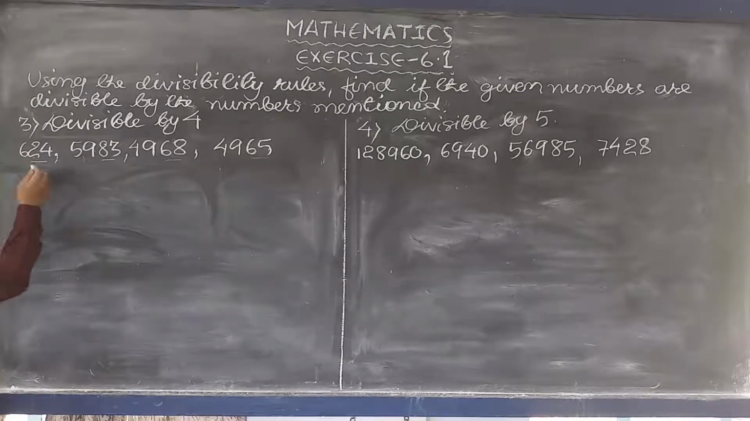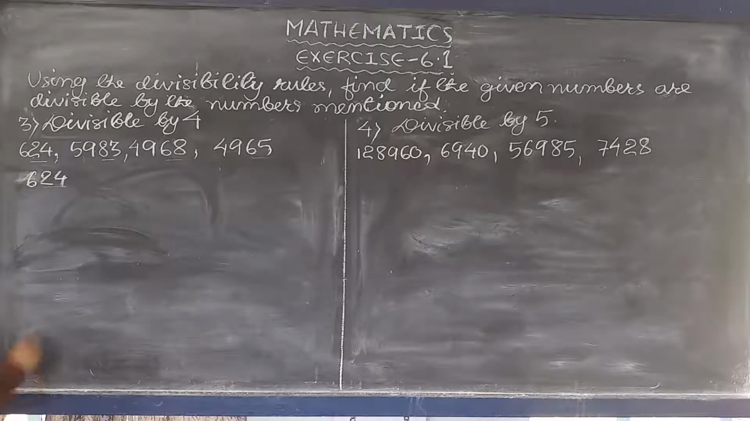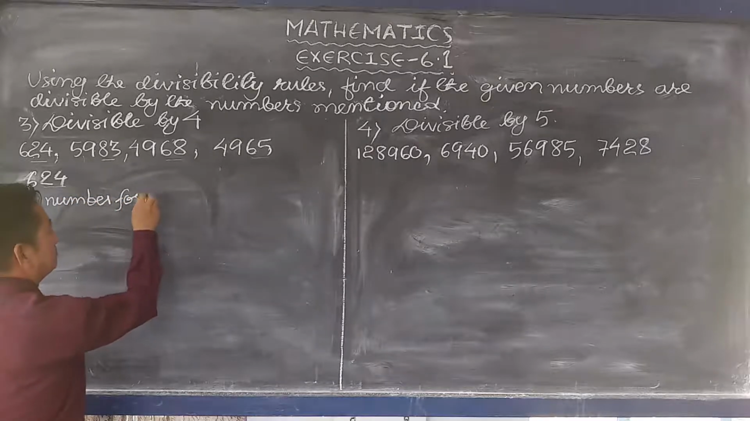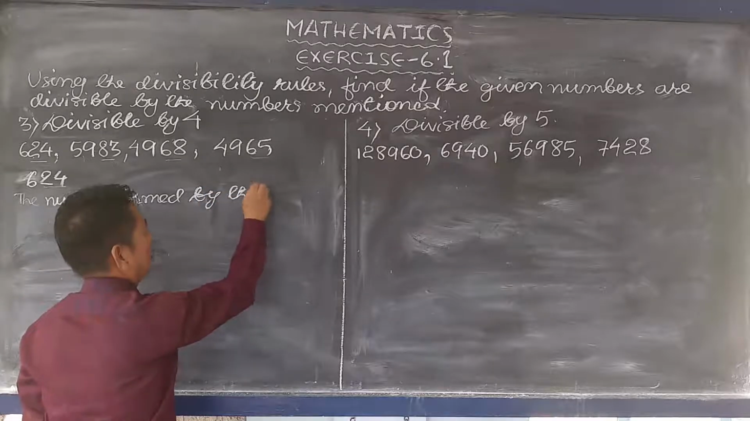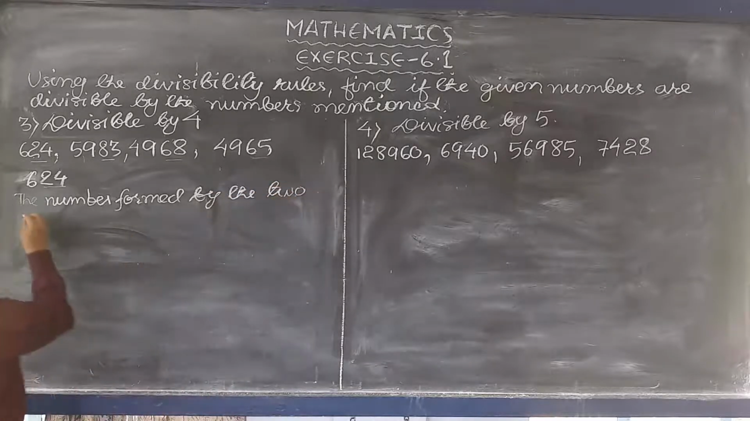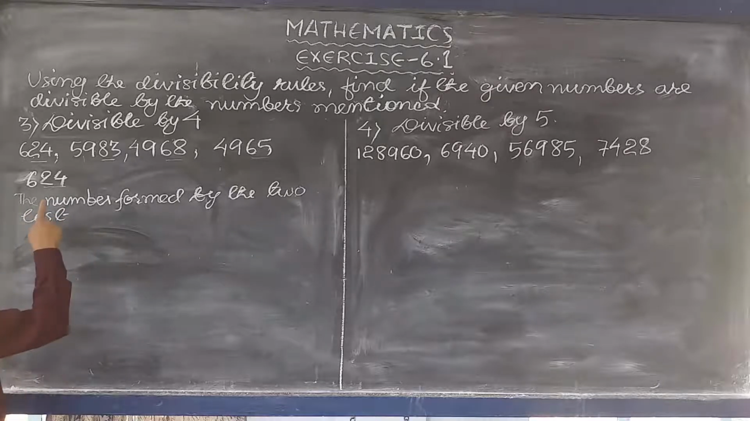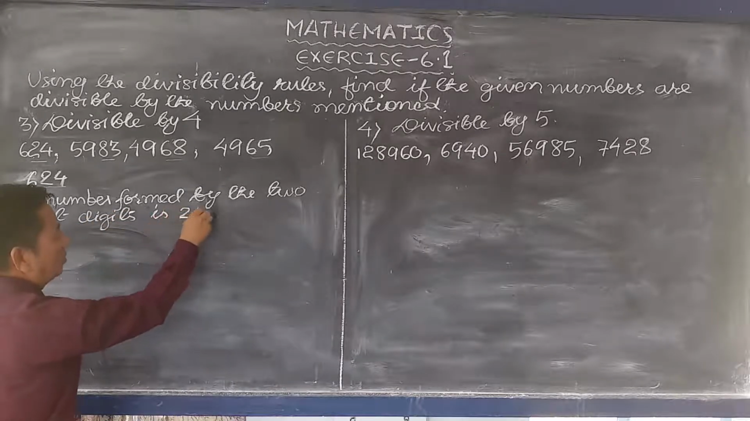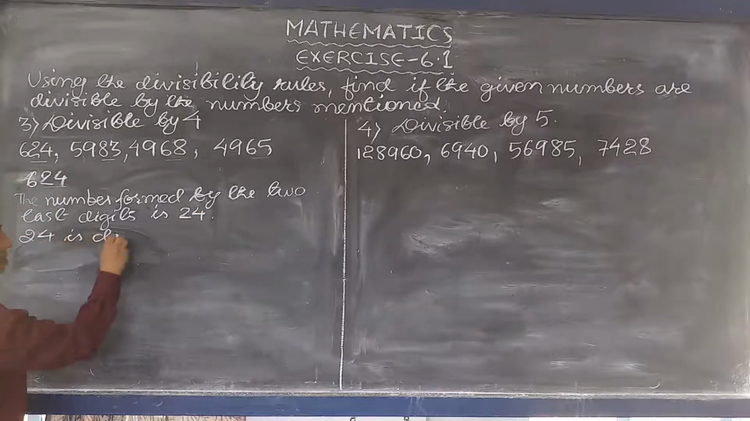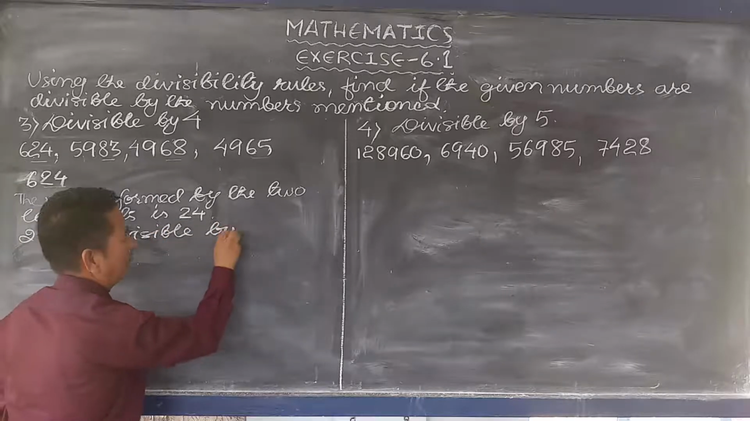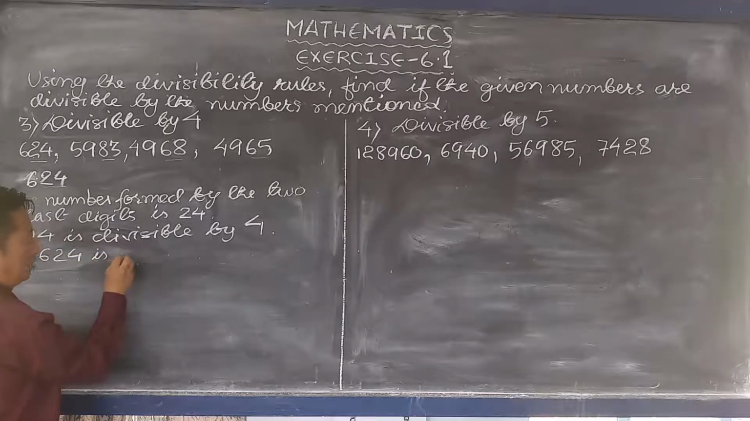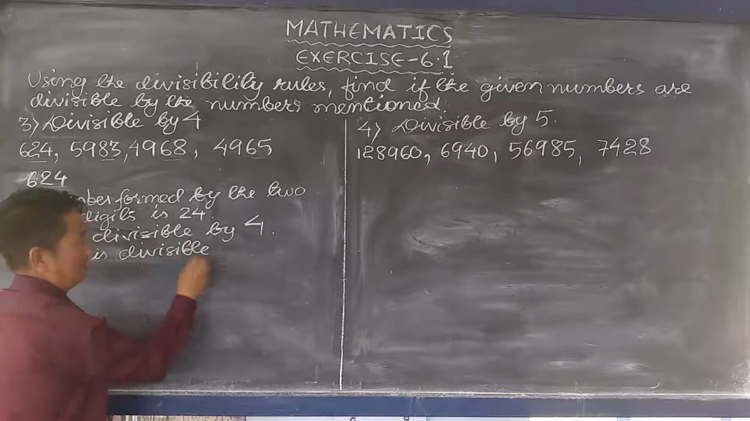Here first, 624. Here the number formed by the last 2 digits is 24. 24 is divisible by 4. Therefore 624 is divisible by 4.